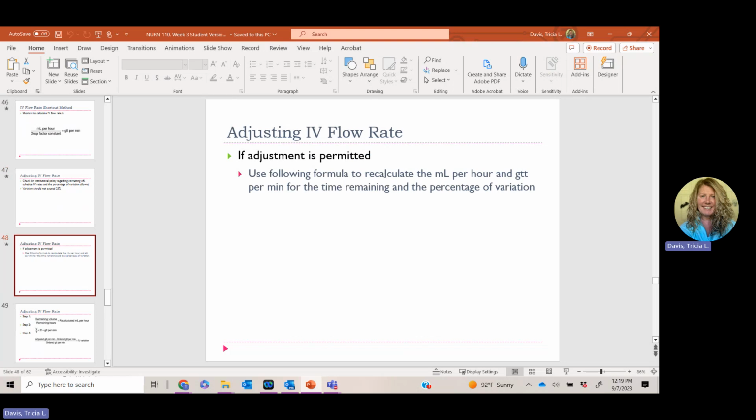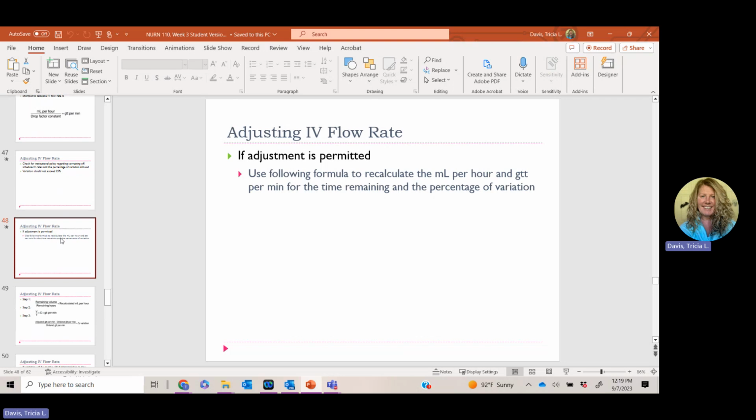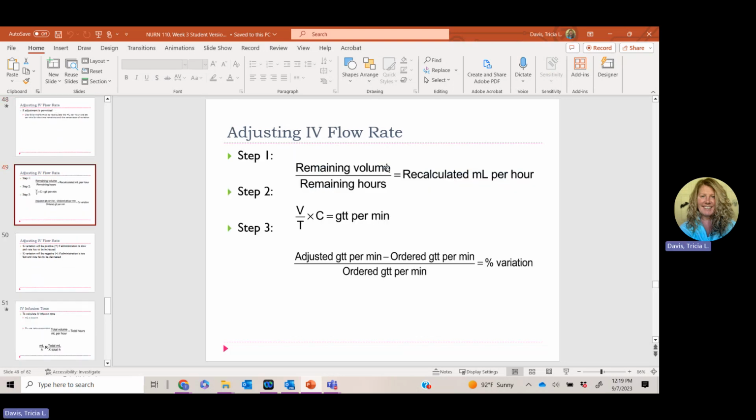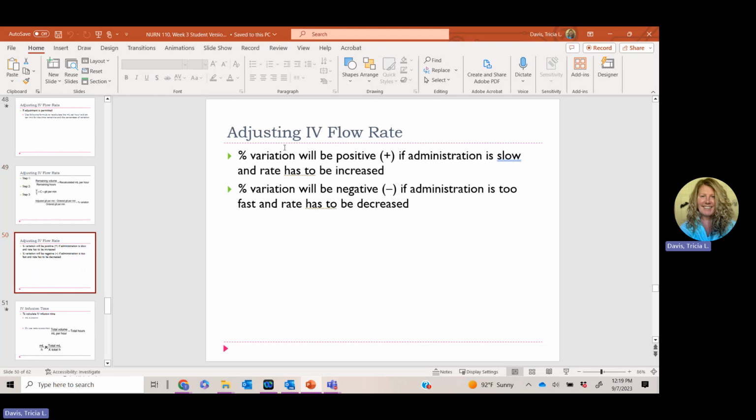So how do we do that? We use the following formula to recalculate the mLs per hour or the drops per minute for the time remaining and the percentage variation. We take our remaining volume and our remaining hours and divide. So we have 500 mLs left to go in, and we're going to put it in over 4 hours. We get that mL per hour, and then we calculate over, and that gives us our variation. Okay? We don't do a lot of this in nursing. If we do, we talk to the doctor about it, and we agree on a volume together.